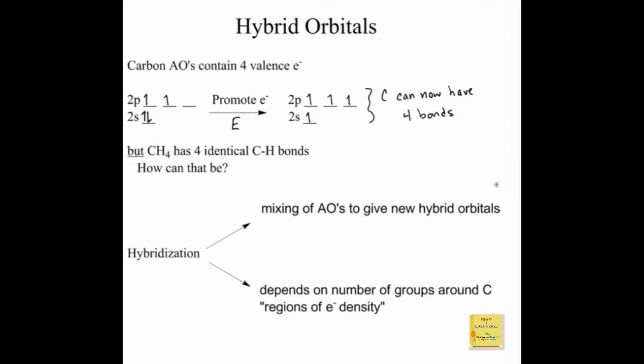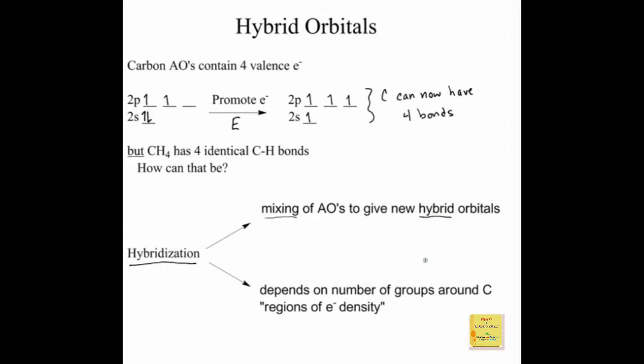Experimentally, however, we observe that a molecule such as methane, CH4, has 4 identical CH bonds. Now, how can that be? If this is our atomic orbital picture, you would imagine that a bond formed by overlap with a spherical s orbital would be quite different than a bond formed by overlapping any of these p orbitals. So how is it that we come up with 4 identical bonds? Well, the answer to this mystery is that the atomic orbitals in carbon undergo hybridization. This is the mixing of atomic orbitals to give new orbitals that we call hybrid orbitals.